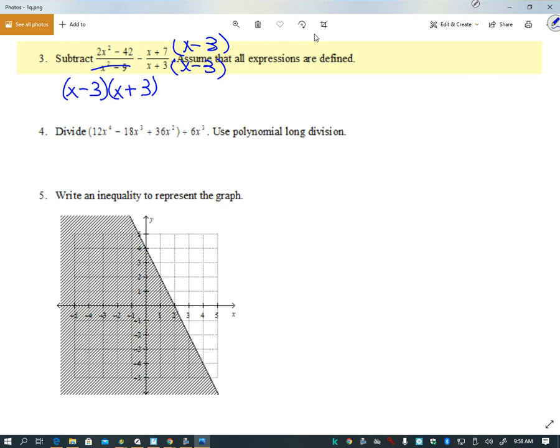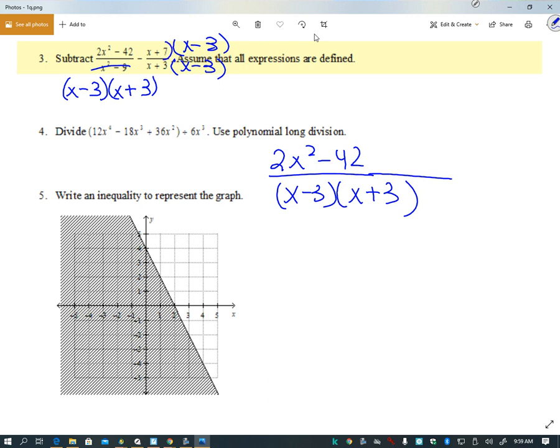All right, so this is kind of messy. Let's go ahead and rewrite some of this. We've got 2x squared minus 42 over x minus 3 times x plus 3, and it's a common denominator. Okay, so I can leave that down here. Should I do anything with this numerator up here? Foil it, okay?